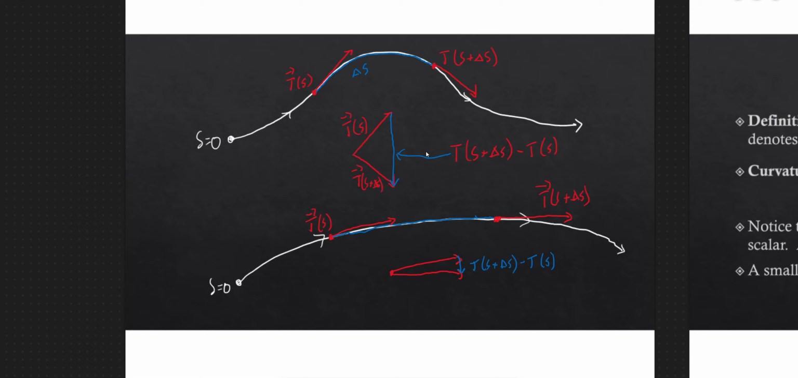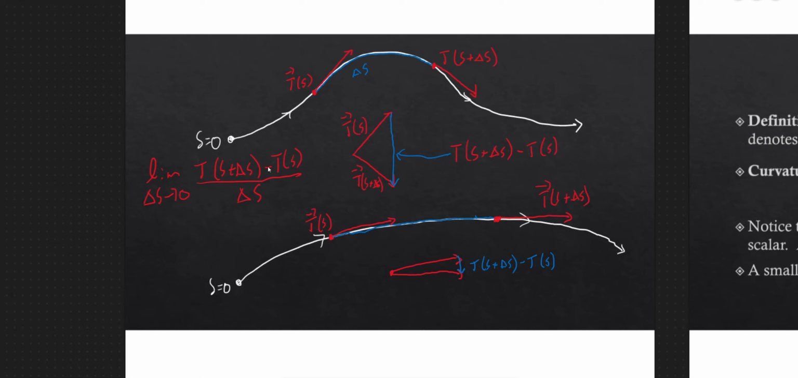So we really want to consider not just T of s plus delta s minus T of s, but we want to divide that by the amount of time it took. And that's going to, not normalize it, but give us our method for understanding the curvature at a single point. So we want to take the limit as delta s goes to 0 of T of s plus delta s minus T of s all over delta s. That's scalar delta s. So that's the idea.